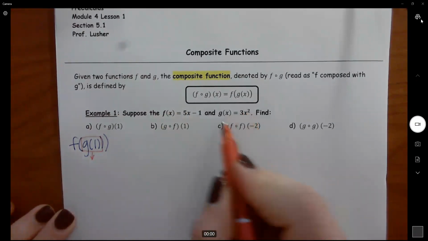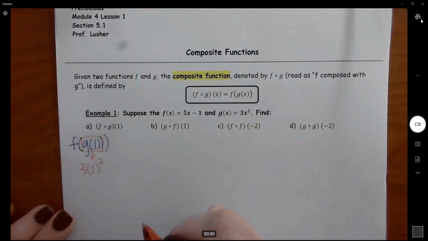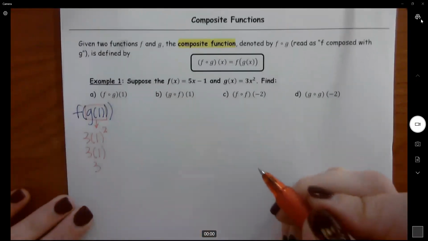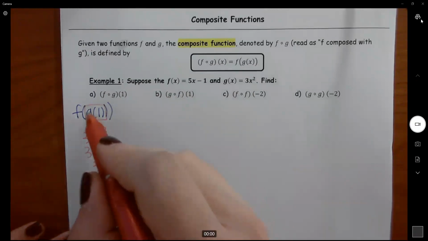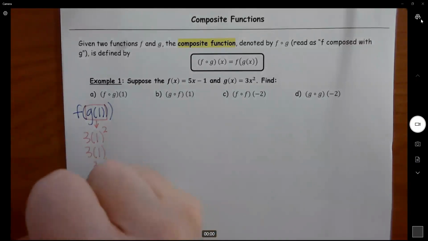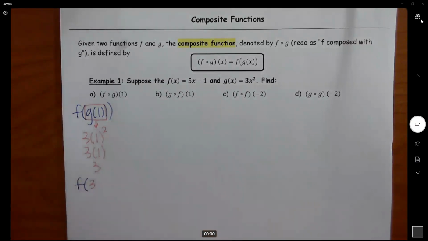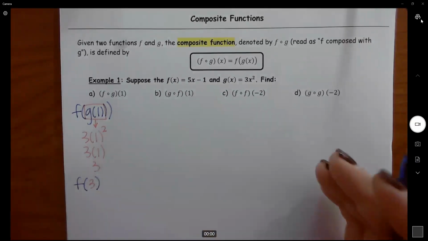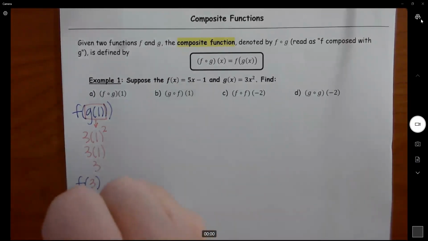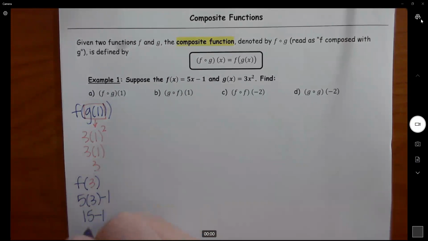So I'm going to take my g and I'm going to replace my x with 1. So this is 3 times 1 squared, which is 3 times 1, which is 3. Okay, that is only my g of 1. So now I have f of g of 1. But what do we find g of 1 to be? We found it to be 3. Now I can do the process again by plugging in now a 3 everywhere I see an x. So this is 5 times 3 minus 1, which is 15 minus 1, which is 14.